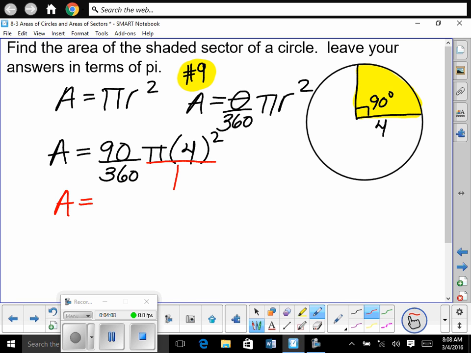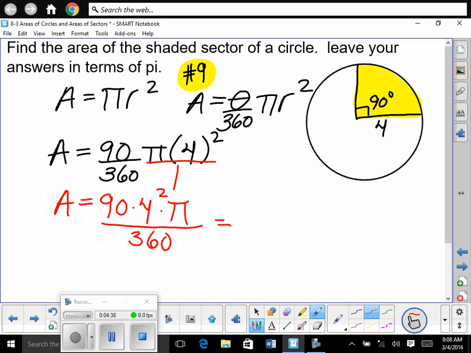So can we essentially go 90 times 4 squared times pi on top? Yeah, I just reordered the top, right? Yeah. Which is fine. And then divided by 360 times 1, which is just divided by 360. So type it into your calculator. We have 90 times 4 squared, which is 1,440, divided by 360. 4? Okay? So that leaves us with 4.